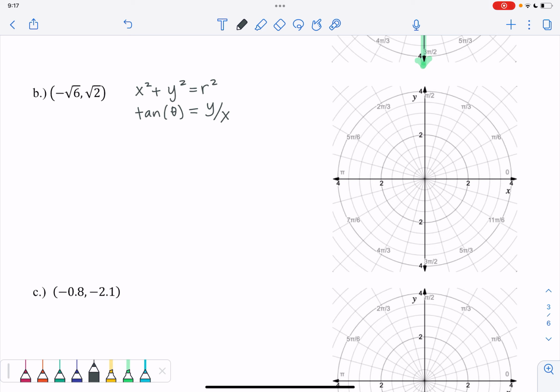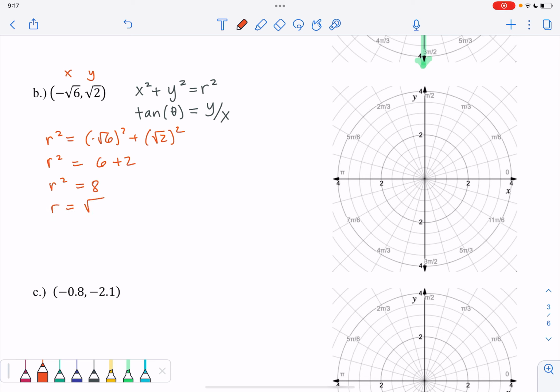So how can we use those here? Well, again, we're starting with x and y, and we're trying to go to polar coordinates. So let's say I'm trying to find r first. Well, r² is going to be (-√6)² + (√2)². So r² is 6 + 2. r² is 8, so r would have to be √8. Now, why am I picking positive √8 instead of negative √8? Because r is representing a distance, so it has to be positive.